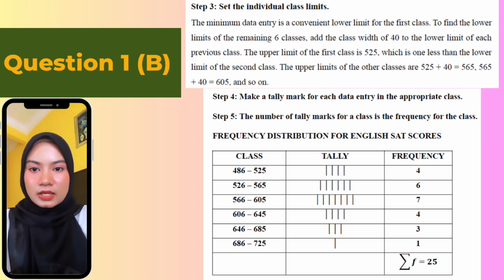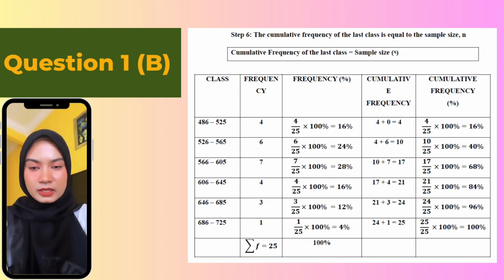After that, the frequency for the first class is 4, the second class is 6, the third class is 7, the fourth class is 4, followed by the fifth class with 3, and the sixth class with 1. The total sum of F is 25. The last step is that the cumulative frequency of the last class is equal to the sample size n.